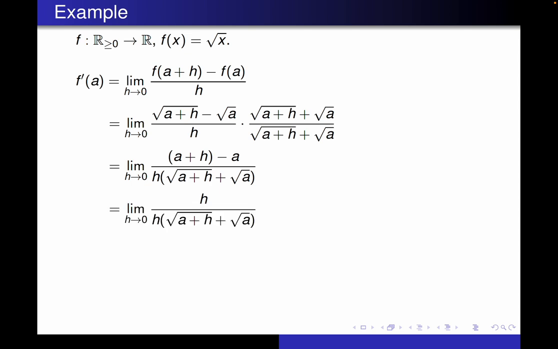When they cancel, we can now cancel the h's, because even though h is approaching 0, it never actually gets there, so we can cancel it out. We get 1 over the square root of a plus h plus square root of a. That square root of a plus h is a continuous function, just like the square root function was before, so we can replace that h with 0. We end up with 1 over square root of a plus square root of a, which is just like it was before, 1 over 2 square root of a.